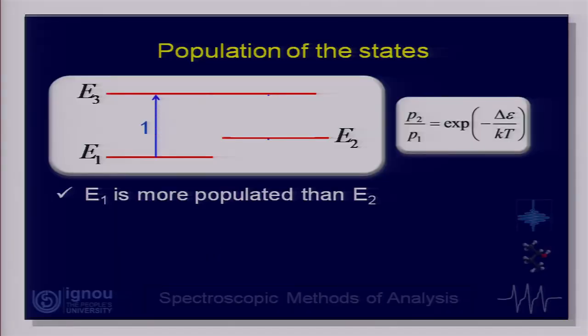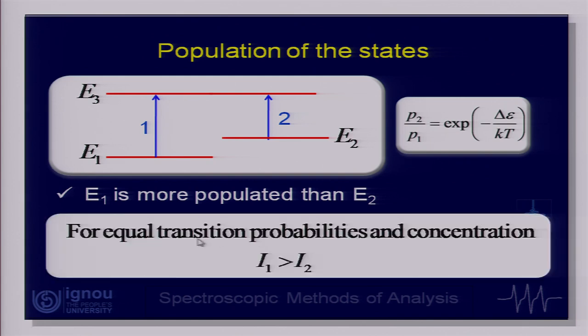Fine. Now let us talk about two possible transitions, one from say level E1 to E3, I call it transition 1, second from level E2 to E3 again. So this is my transition 1, this is my transition 2. Now I assume that the transition probability for these two transitions, transition 1 and 2, happens to be the same. If it be so, then what we will observe is that the intensity of transition 1 will be larger than that of transition number 2.